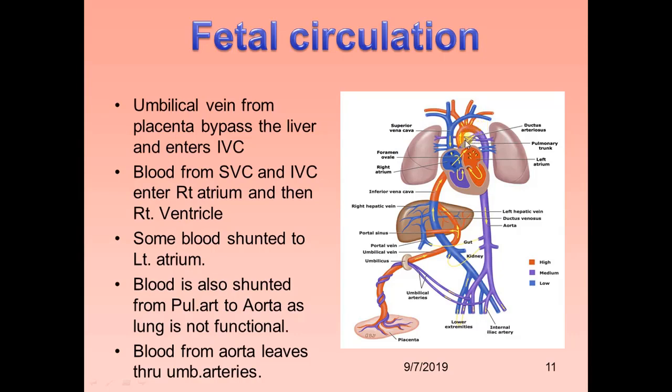One interesting thing to note here: you are able to see that the umbilical arteries carry deoxygenated blood, and the umbilical veins carry oxygenated blood. So there is also an exception in the fetal circulation. Again I would like to reiterate the same point, that veins carry blood towards the heart and arteries carry blood away from the heart.